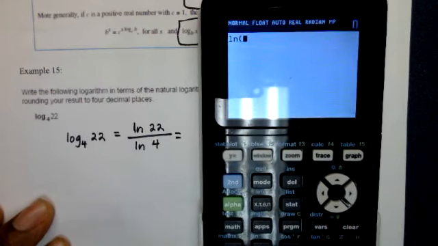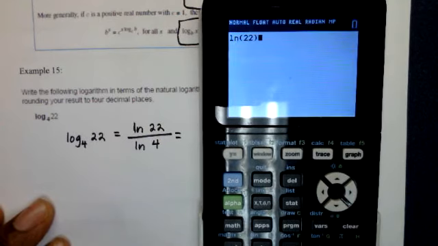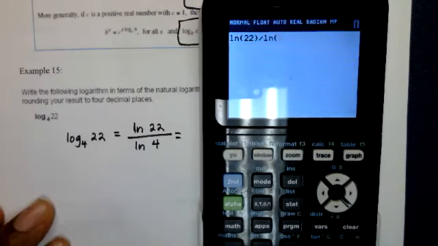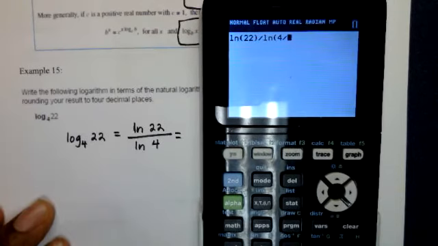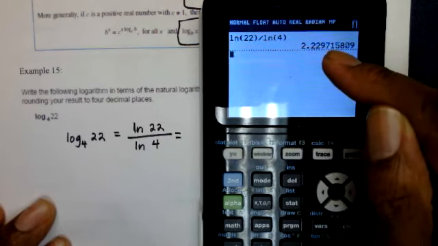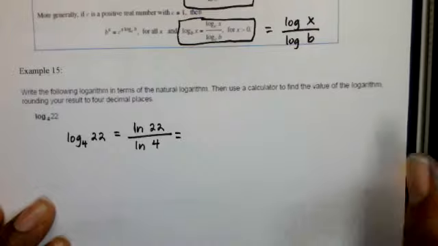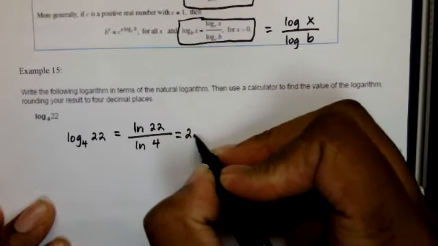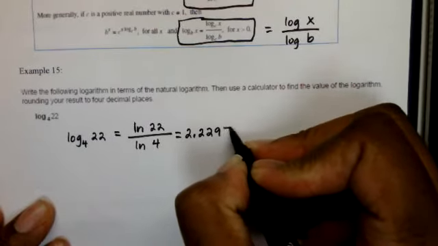Now to enter this in the calculator, press the ln key on the left-hand side, then type in 22. Make sure you close the parentheses around the 22 because you only want the natural logarithm of 22. And whatever that is going to be divided by ln, press the ln key on the left side, and then 4, close parentheses, then hit enter. Now to 4 decimal places, this will be 2.2297.